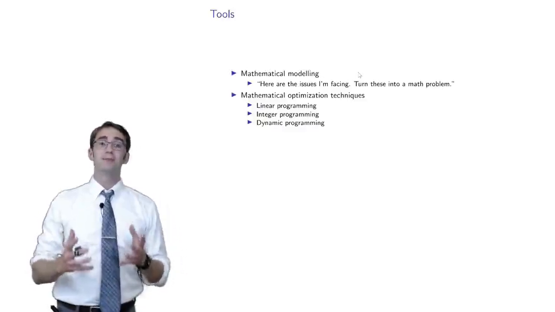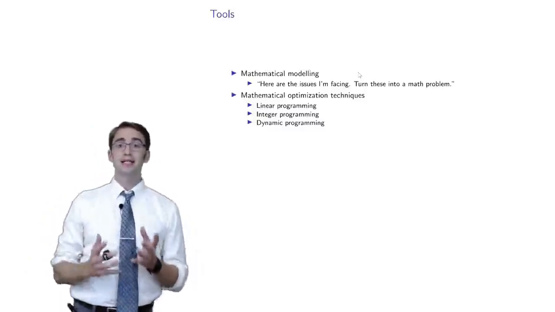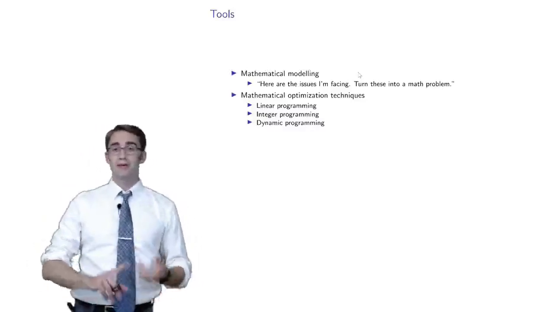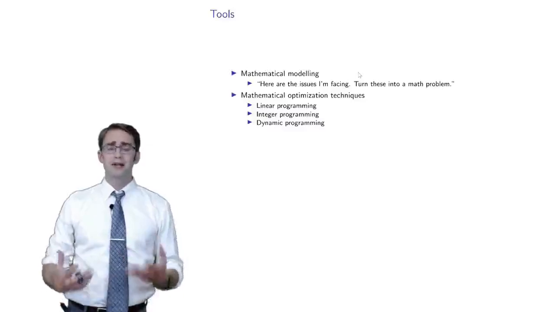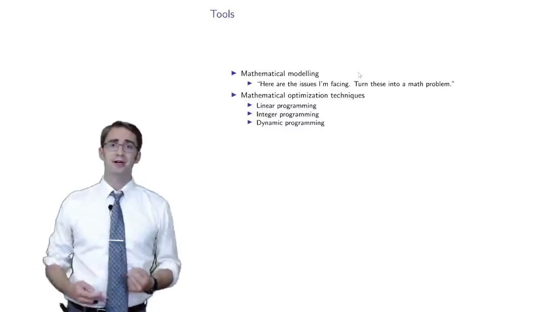And that's what we call optimization, which is what we're going to learn in this course, mathematical optimization techniques. There are 3 of these. You don't need to know what these mean yet. Linear programming, integer programming, and dynamic programming are 3 families of algorithms that you're going to learn in this course for solving mathematical optimization problems.